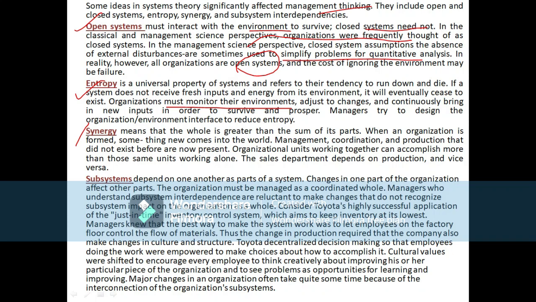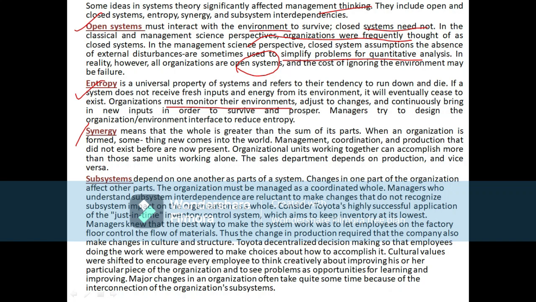When an organization is formed, something new comes into the world. Management, coordination, production that did not exist before are now present. Organizational units working together can accomplish more than those same units working alone. The sales department depends on production and vice versa. Here dependency, interdependency and interrelations are very important, and thinking individually is not good. You have to go for integrated thinking, that is synergy.